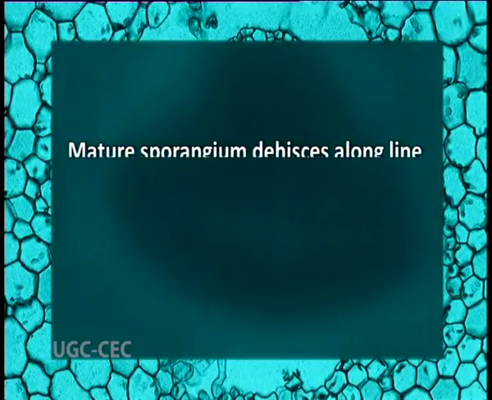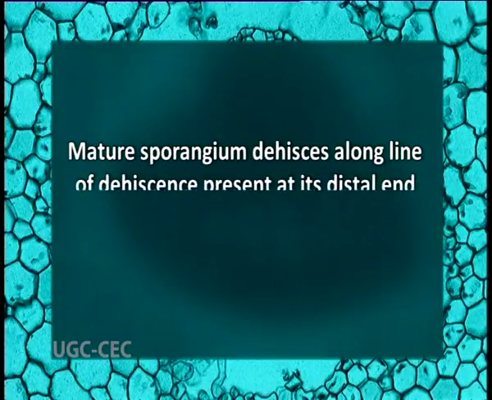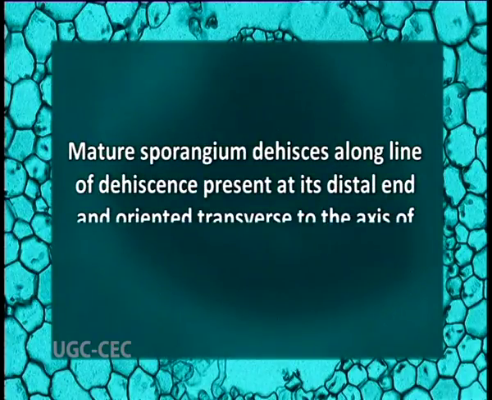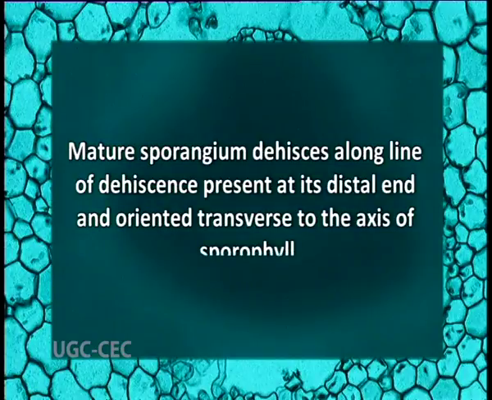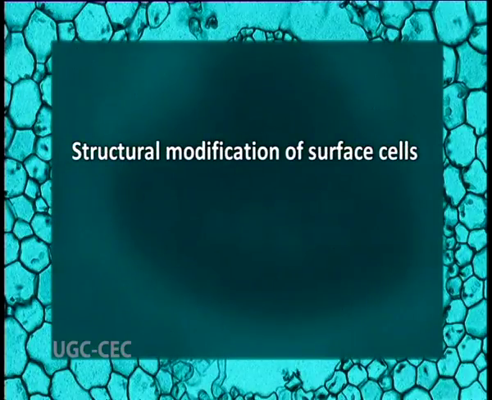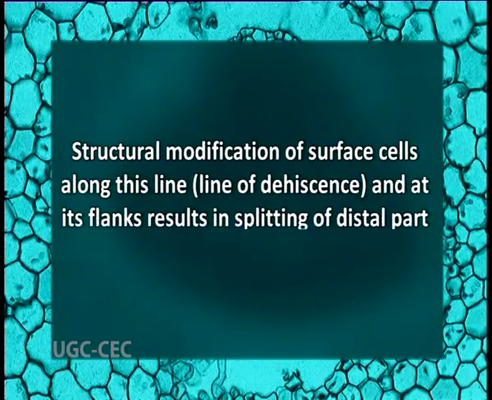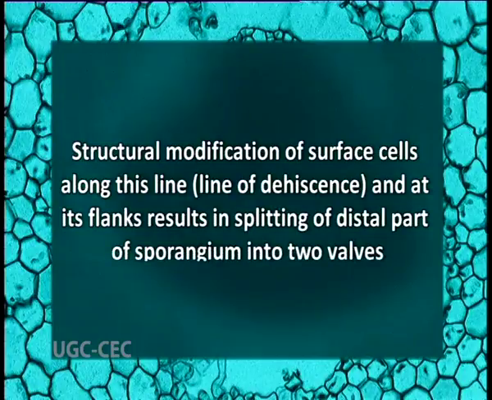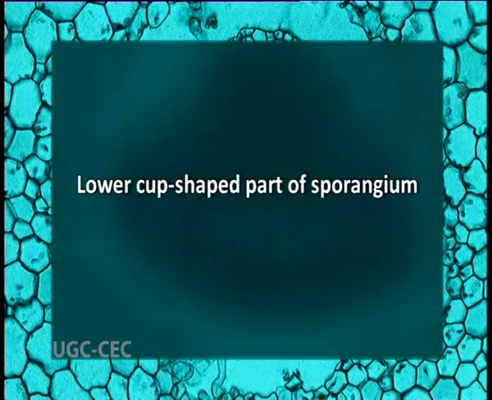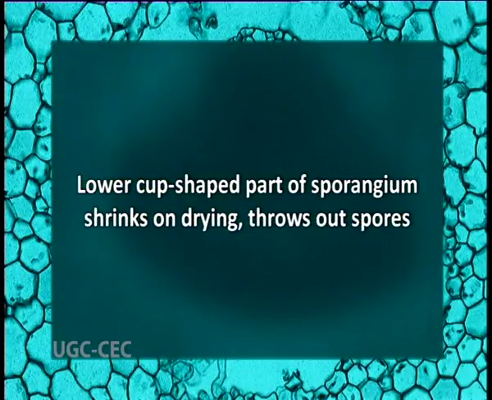The mature megasporangium dehisces along the line of dehiscence present at its distal end and oriented transverse to the axis of the sporophyll. Structural modification of the surface cells along this line and at its flanks results in the splitting of the distal part of the sporangium into two valves. The lower cup-shaped part of the sporangium shrinks on drying and throws out spores violently.